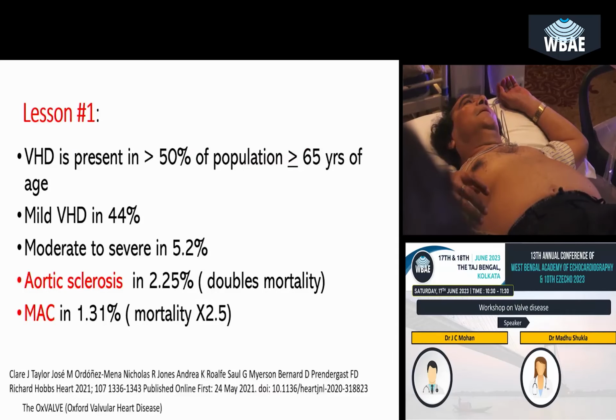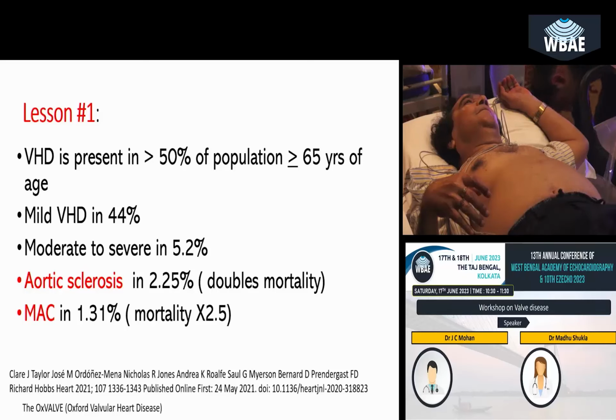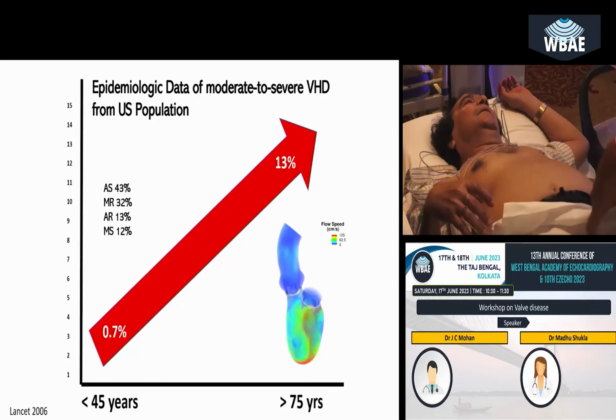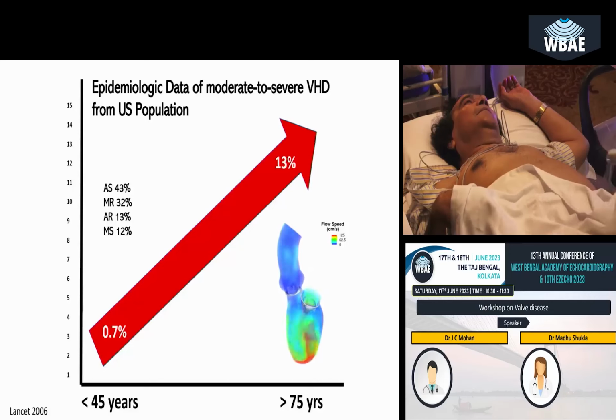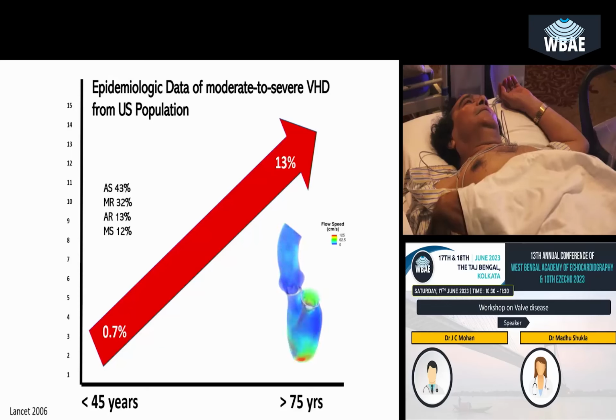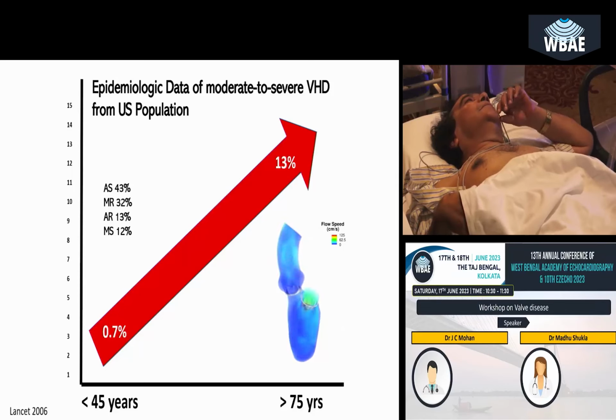Valvular heart disease is present in more than 50% of the population above the age of 65 years, and mild valvular heart disease in 44% of all individuals above 65. Moderate to severe in 5%, aortic sclerosis in 2%, MAC in 1.3%. All of these are significant, and valvular heart disease is an epidemic of this century. As age advances, as we live longer, valvular heart disease will increase. So it's not only a question of rheumatic heart disease in this country, but largely degenerative valvular heart disease, which we will encounter more and more as we live longer and the population grows older.